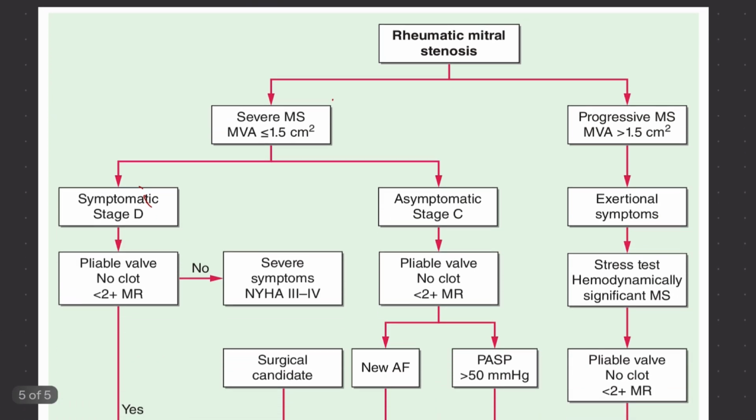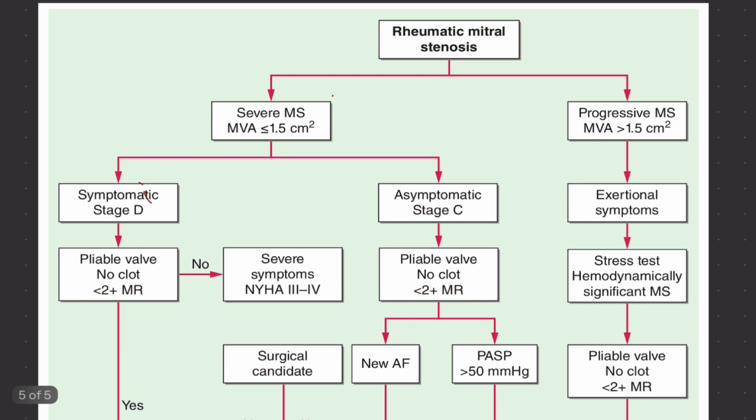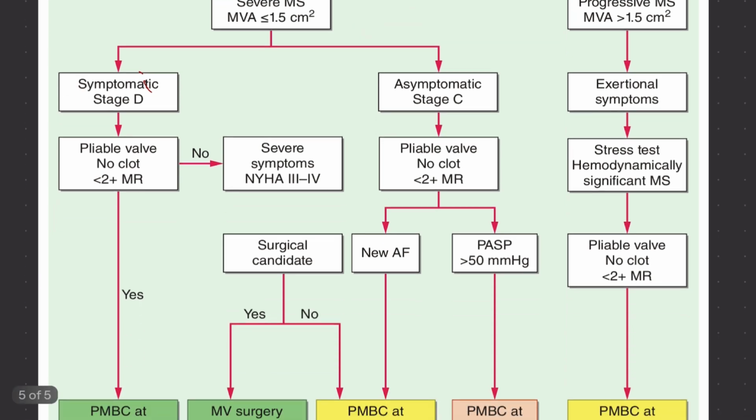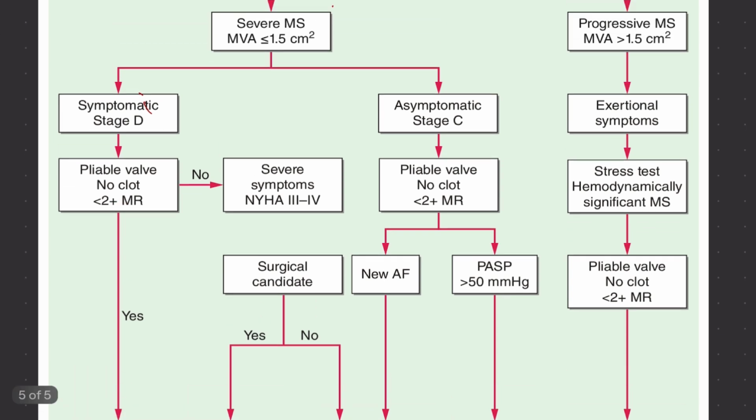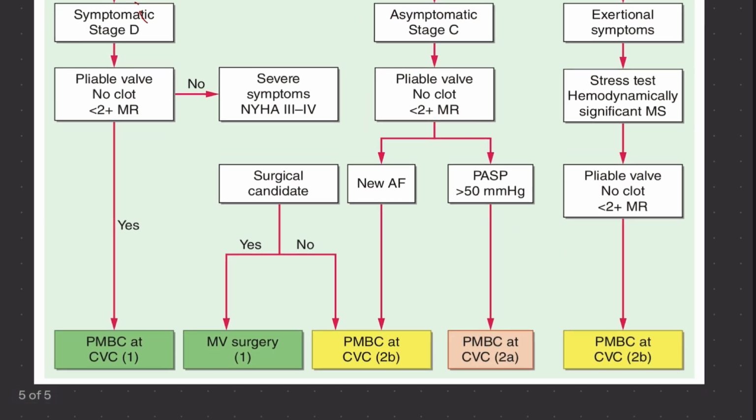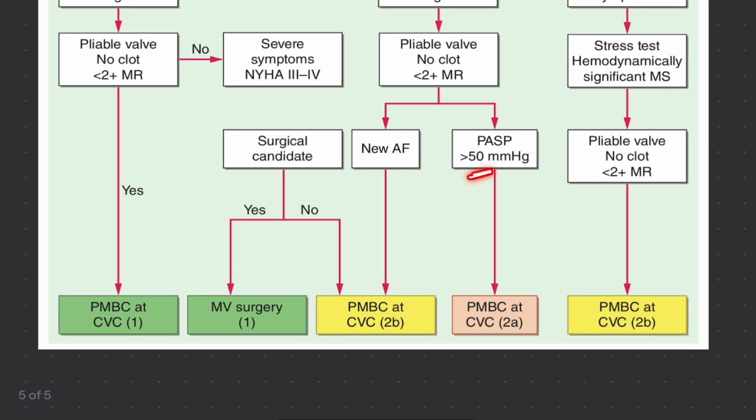This is a flowchart from Harrison's which shows us the treatment of rheumatic mitral stenosis. The treatment depends on the severity of MS. If the valve area is less than 1.5 centimeter square, we have to see if the patient is symptomatic and the valve is pliable. We do commissurotomy, right? If the patient is asymptomatic and the valve is pliable and the pulmonary artery systolic pressure, which is an echocardiographic finding, is more than 50, we will do commissurotomy.